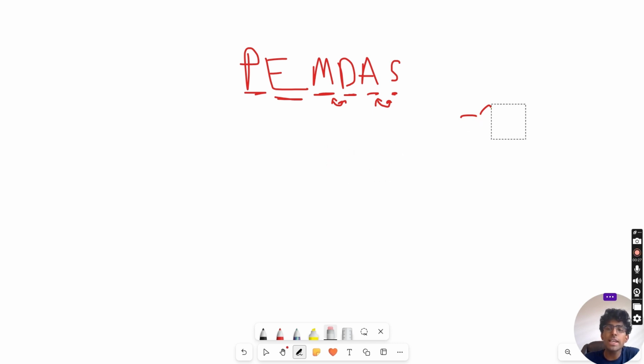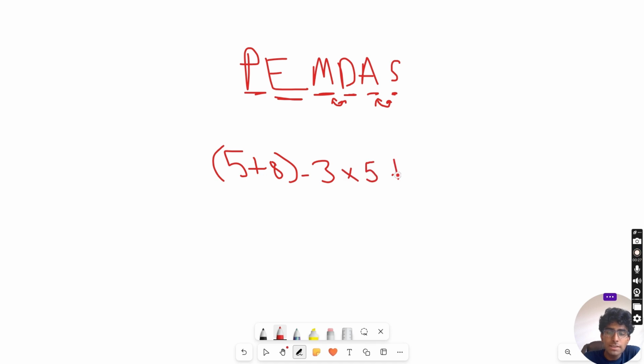So let's work through an example. Let's say we have 5 plus 8, minus 3 times 5, plus 2 to the 4th. Okay, let's start with this. So parentheses, we want to do that first. So 5 plus 8, that's going to give us 13. All right, and we can rewrite this once we evaluate the exponent, because that would be next.